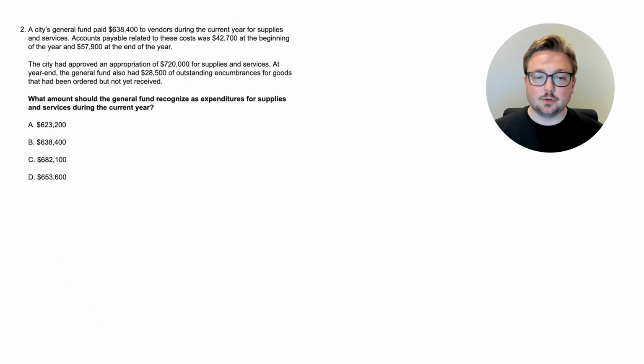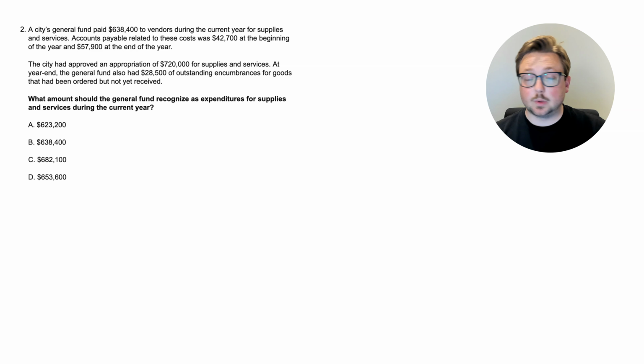Okay, here we are at question 2. What amount should the general fund recognize as expenditures for supplies and services during the current year? Let's go up to the top. A city's general fund paid $638,400 to vendors during the current year for supplies and services. Accounts payable related to these costs was $42,700 at the beginning of the year and $57,900 at the end of the year. The city had approved an appropriation of $720,000 for supplies and services. At year end, the general fund also had $28,500 of outstanding encumbrances for goods that had been ordered but not yet received.